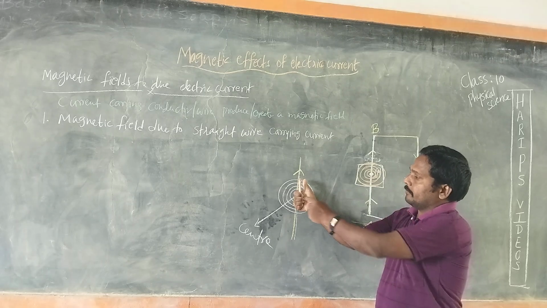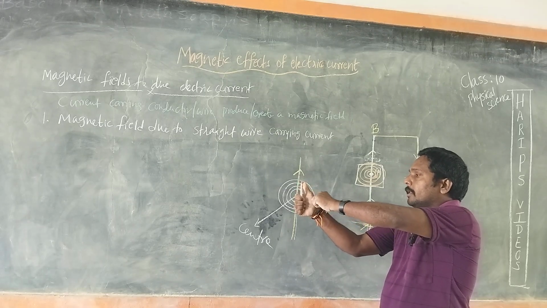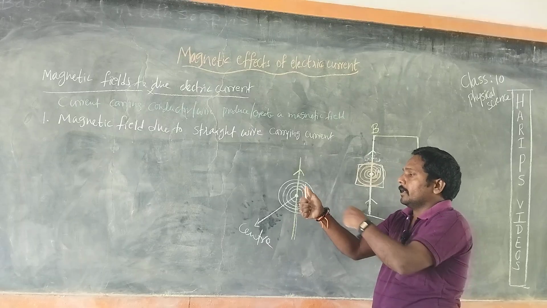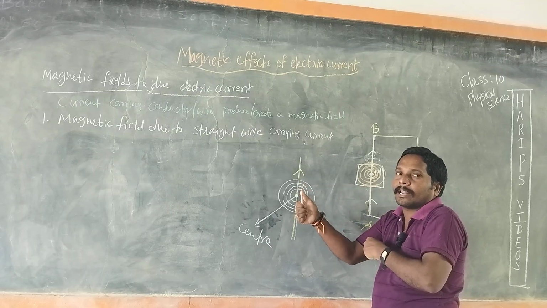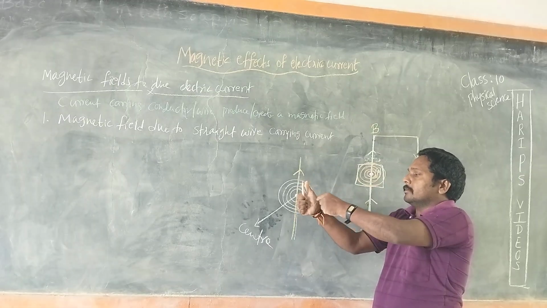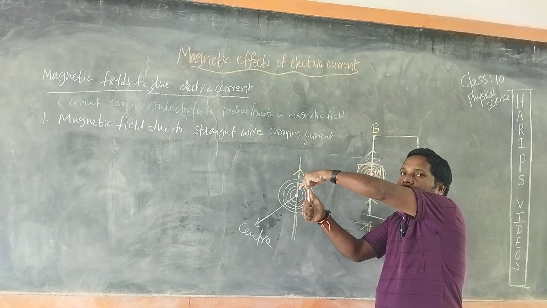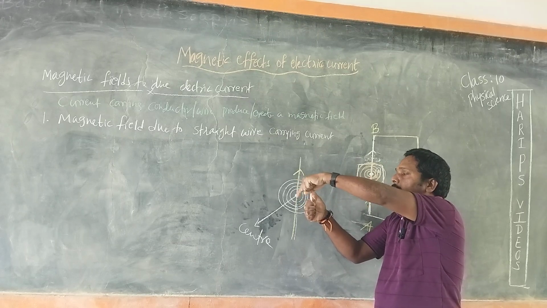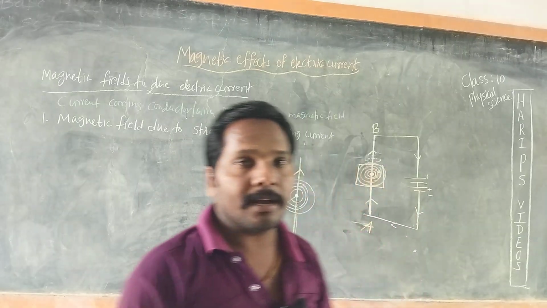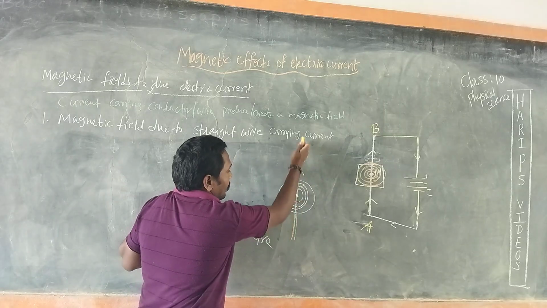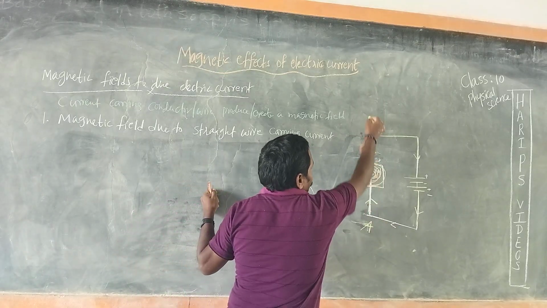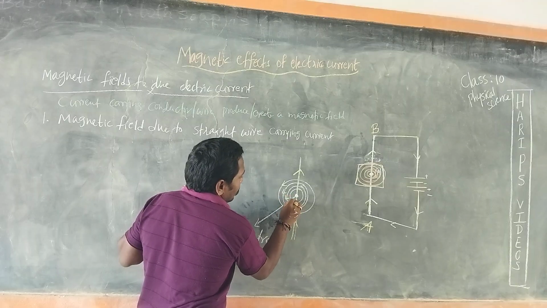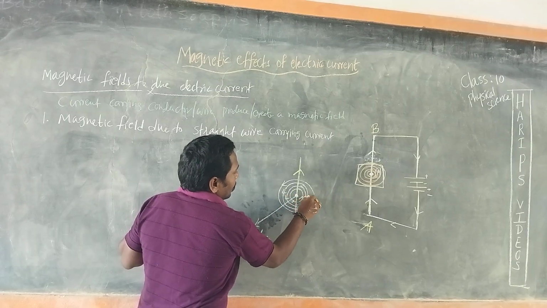So if you take it like this, then the magnetic field lines are formed around the current carrying wire as concentric circles. In which direction? Clockwise or anti-clockwise. Magnetic field is formed around the straight wire in the anti-clockwise direction. The current is going from here to here, bottom to top, down to up. Then this is the magnetic field direction.